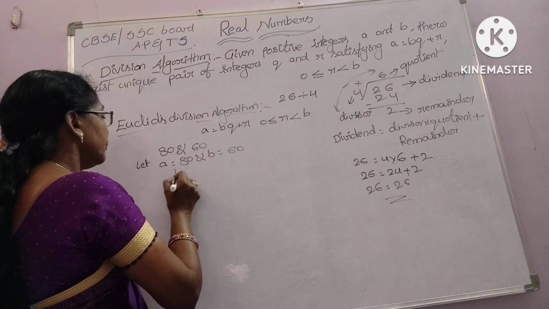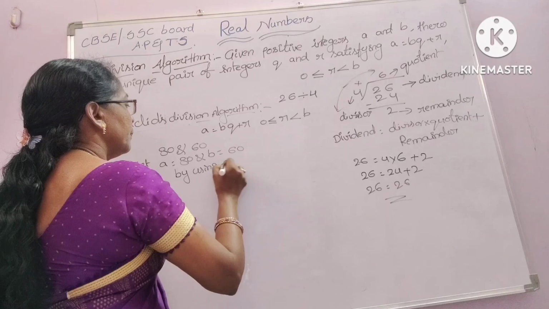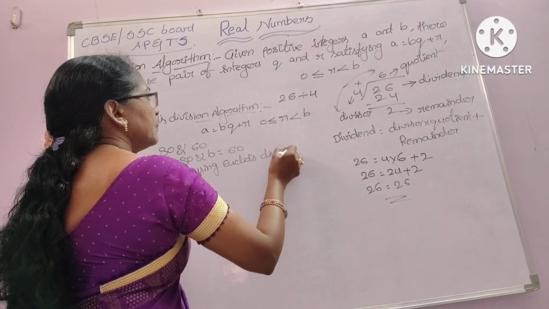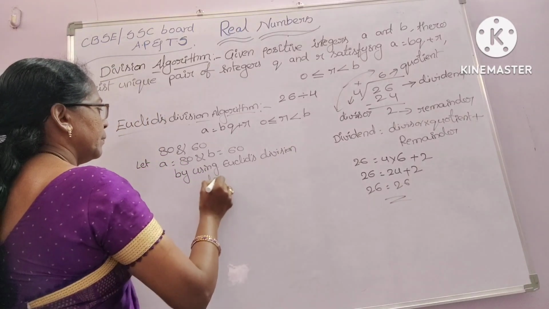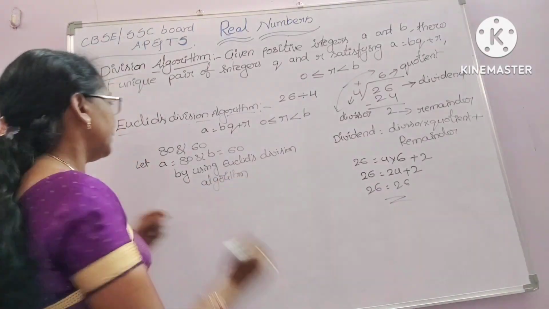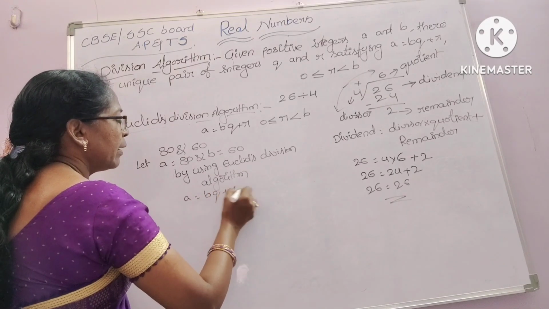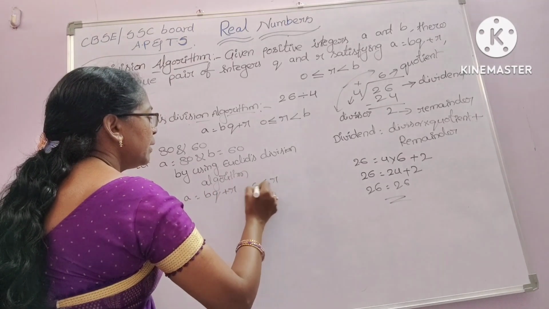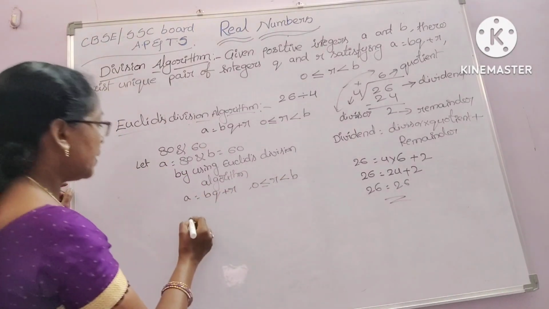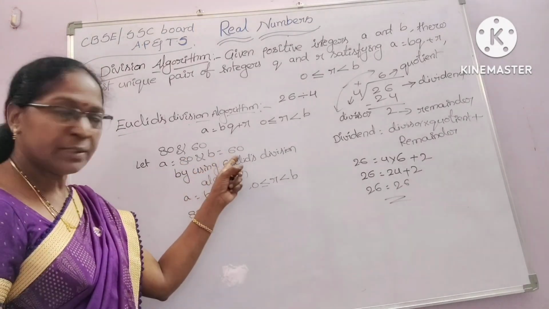Now by using Euclid's division algorithm. What is Euclid's division algorithm? a equals bq plus r. And here the condition is r is greater than or equal to 0 and less than b value. Now here a we assumed as 80. So 80 equals, what is the b value here? Which one did we assume? 60.